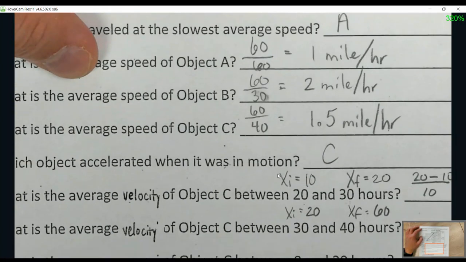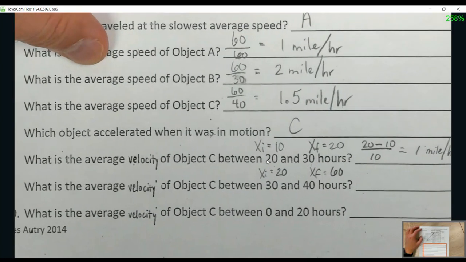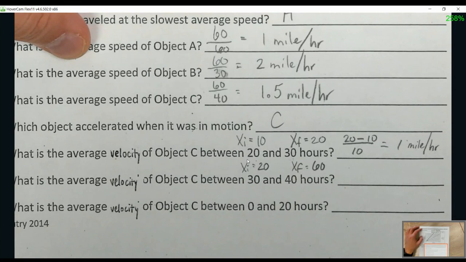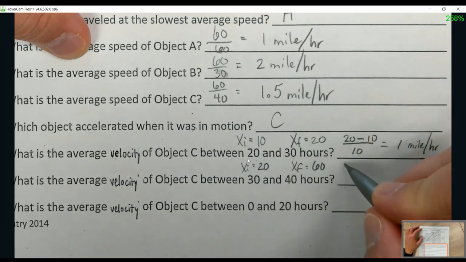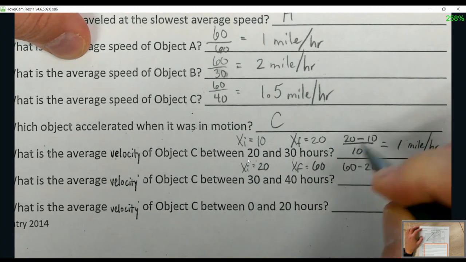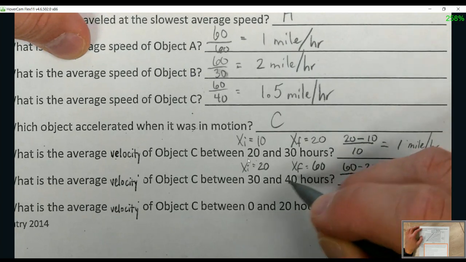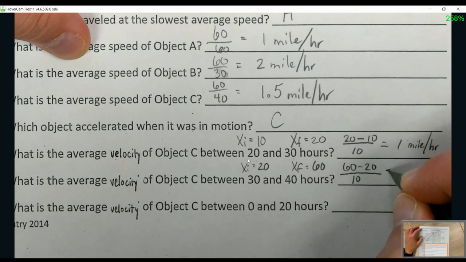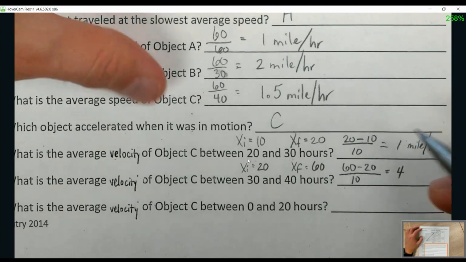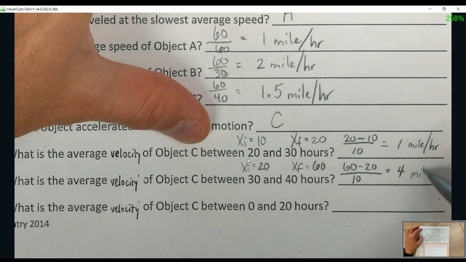So we were initially at 20, final position 60. Let me zoom out. And cool, so xf minus xi, so 60 minus 20. And how long were you moving for? 40 minus 30 is 10. And this, when you type it into your calculator, is going to come out to be 4 miles per hour.